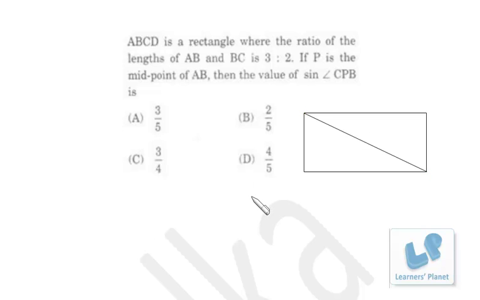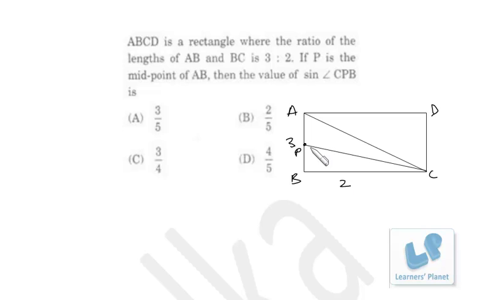A, B, C and D, right? AB and BC are in the ratio 3:2. I assume this to be 3 and this to be 2. I haven't drawn the figure to scale, so do not get confused. P is the midpoint of AB, so this is P, right? Then for the value of sine CPB, I just join P to C.